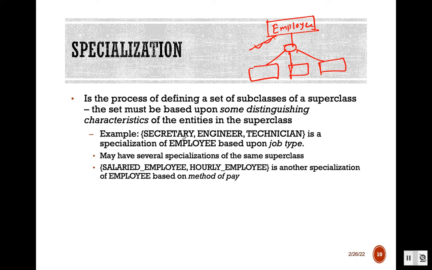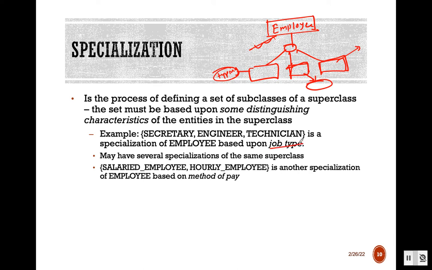For example, secretary is a special kind of employee who has a special attribute like typing speed. Engineer is a special type of employee who has some special attribute or some distinct role. Technician is a special employee who has a distinct role other than the general employee. So here this specialization is done based on job type.